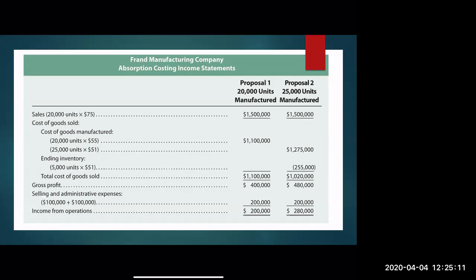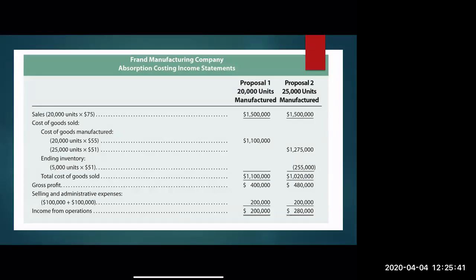Now, what you will see is that under proposal number 2, compared to proposal number 1, it looks as if you have $80,000 more in income from operation. If I'm you, I'm thinking, how can that be? That doesn't make much sense, because we know that sales is what drives income from operation. However, in both of these scenarios, sales did not change.